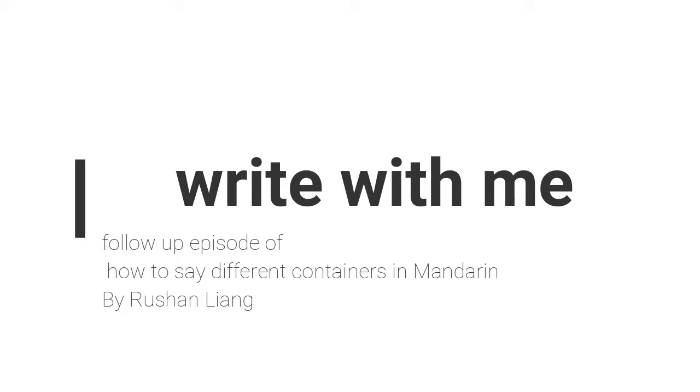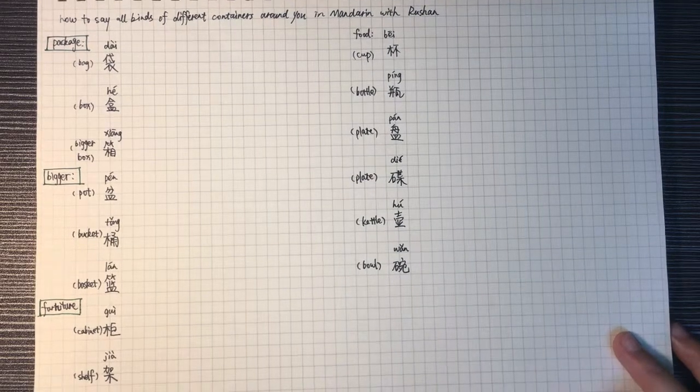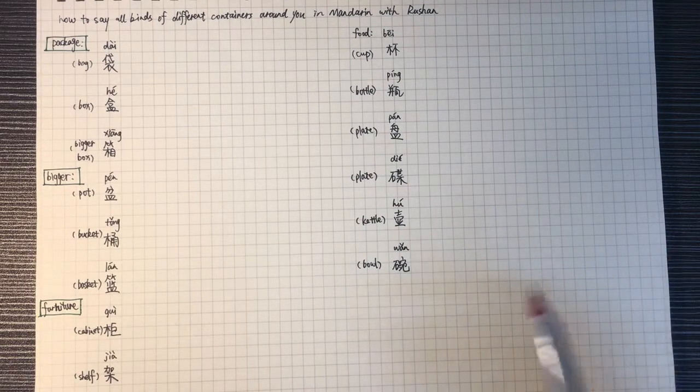Hi guys, this is Shushan again. Today's episode is a follow-up to my last video about how to say all kinds of different containers around you in Mandarin. In this episode I'm using a notebook to give you a character illustration. In this lesson, I will talk about some sound radicals and meaning radicals, and how to write all of these characters from the vocabulary we have learned so far. So let's begin.